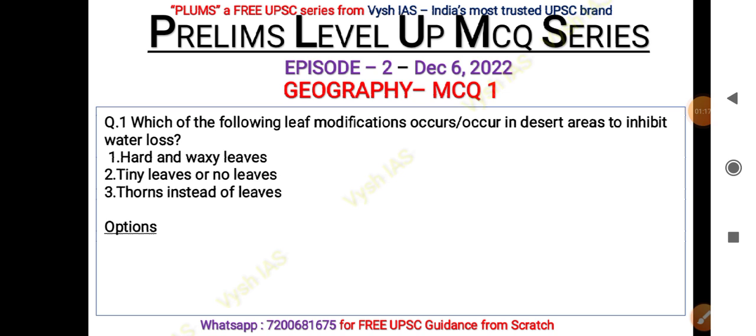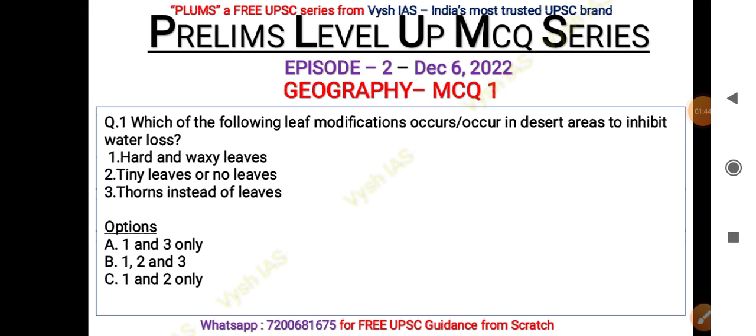So the first question is, which of the following leaf modifications occur in desert areas to inhibit water loss? These questions will be a mix of previous years' and new questions, which will be framed by us, the VYSHIANS team. So, the leaf modifications which occur in the desert to reduce the water loss.